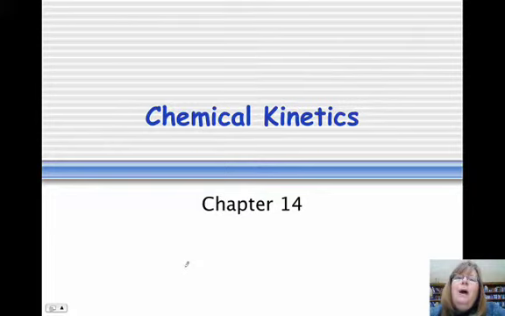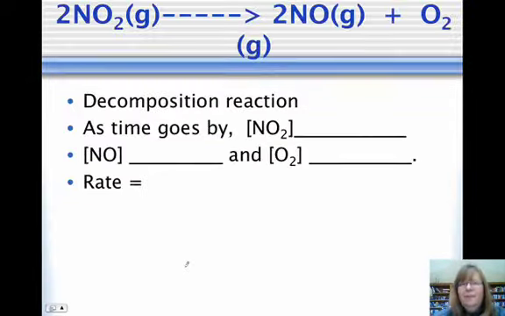Hi, this is a video about chemical kinetics. In the Brown and LeMay textbook, it's chapter 14, and specifically we're going to try to learn how to write a rate law. All right, so here we have a balanced equation, and it's a decomposition reaction of nitrogen dioxide.